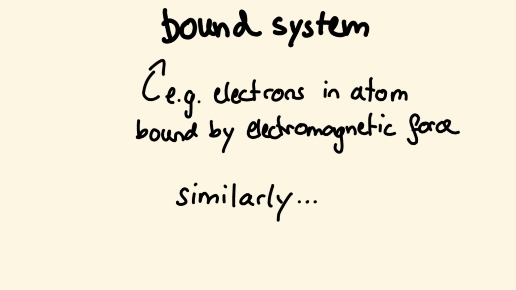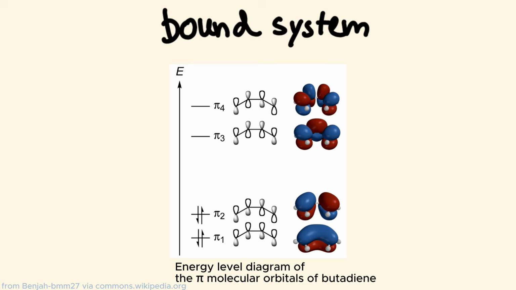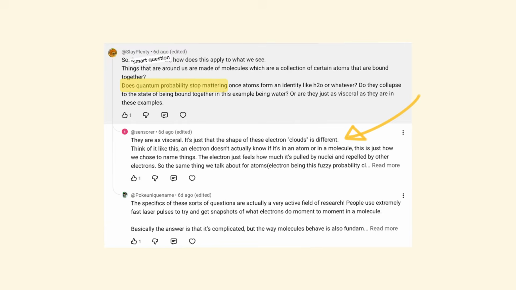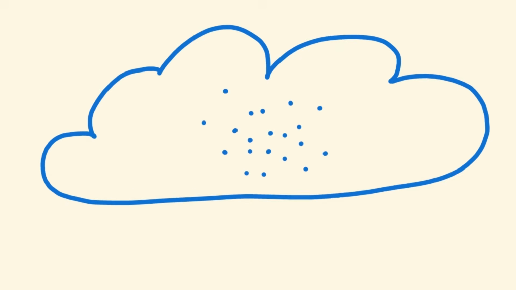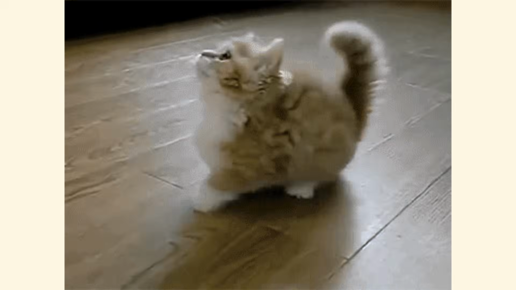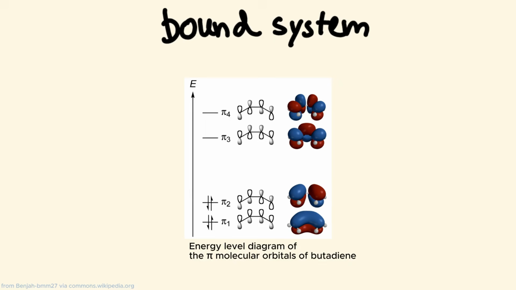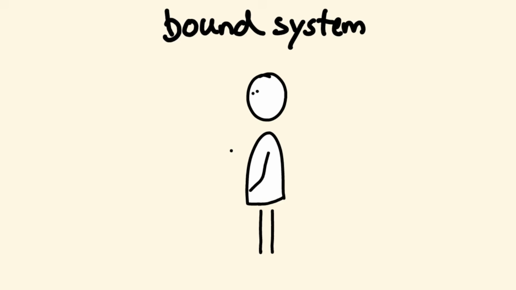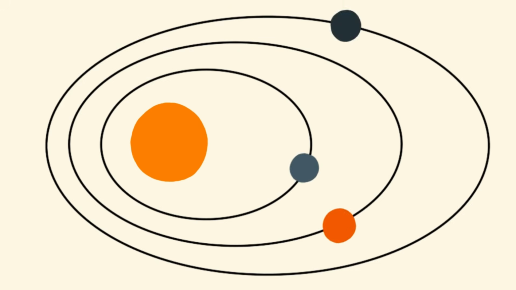Another example for a bound system is molecules. The atoms within them are bound by electromagnetic forces. So here, quantum probability does not stop mattering. You also get fuzzy clouds and discrete energy levels. And now it gets really interesting, because molecules are just one example for bound systems, one that is still relatively small. But there are bigger examples for bound systems, way bigger, like planets orbiting the sun, bound by gravity.